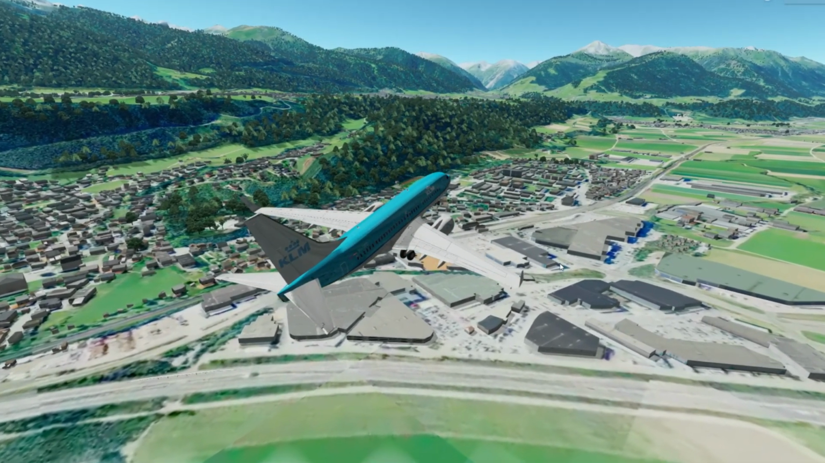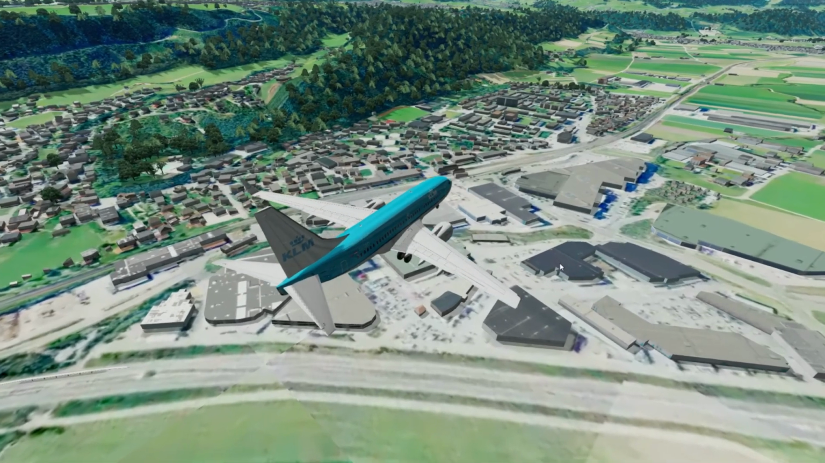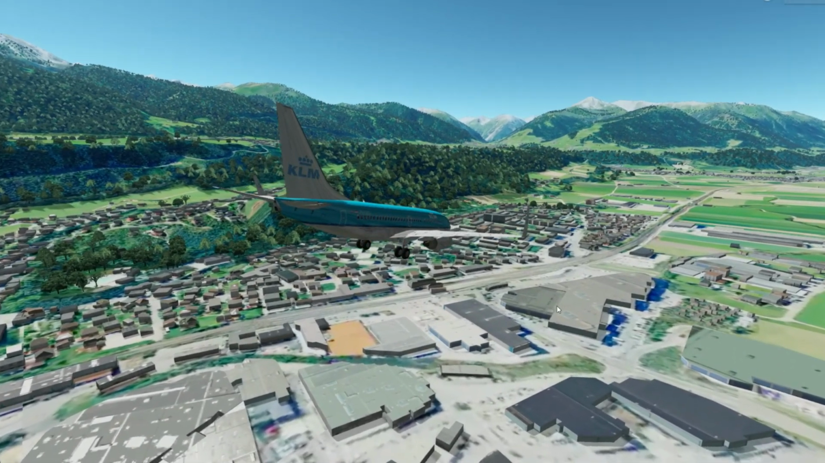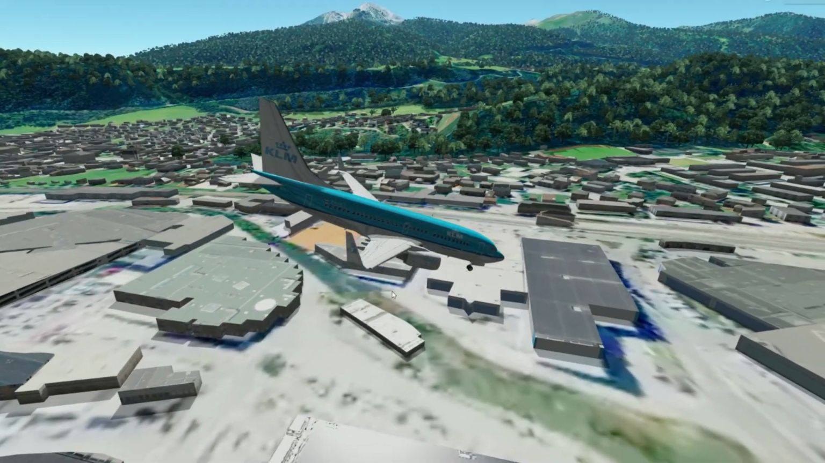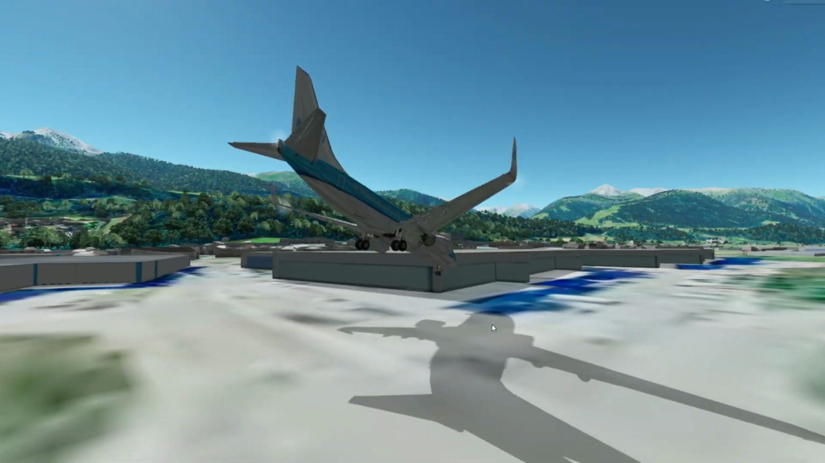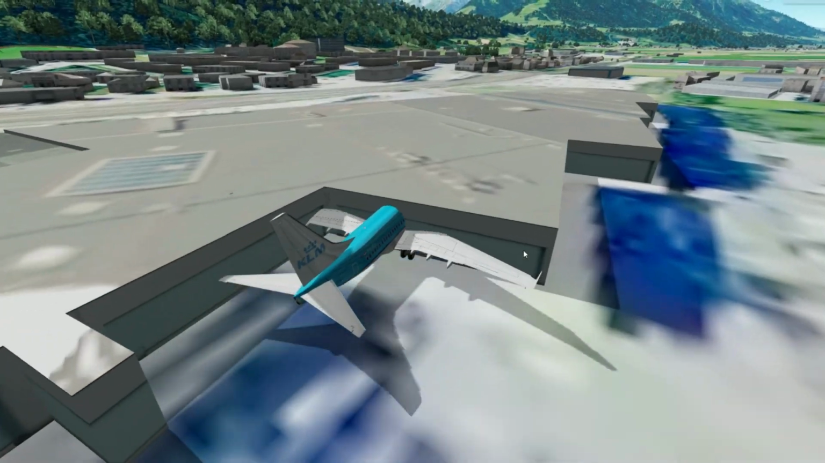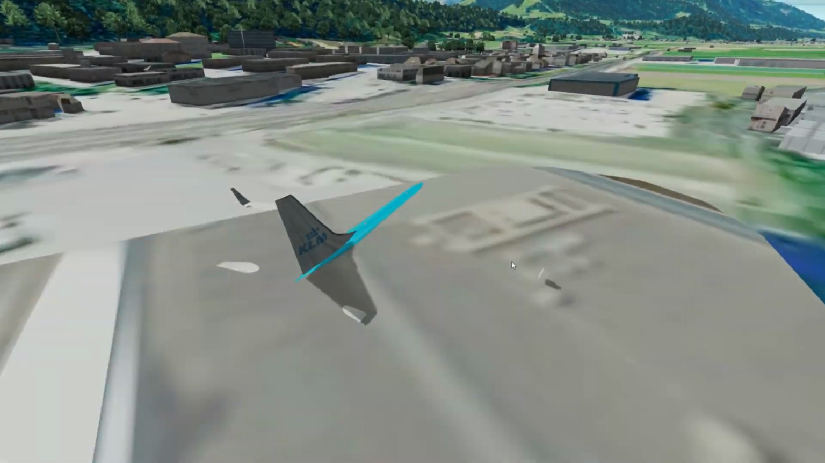And there's our stall. And we fall to the ground and crash. Well, GeoFS has no crash animation, but let's move on to X-Plane anyway.